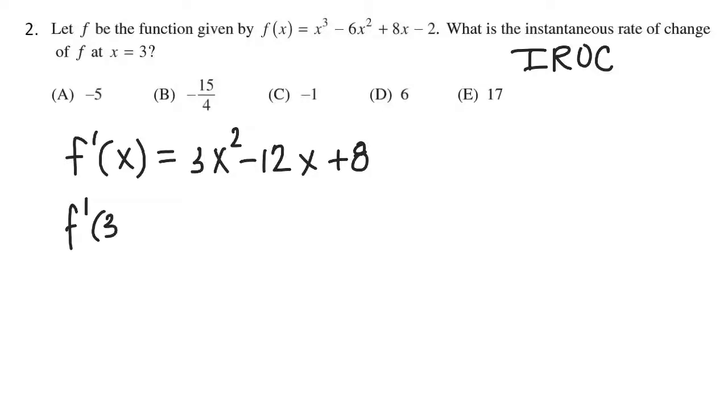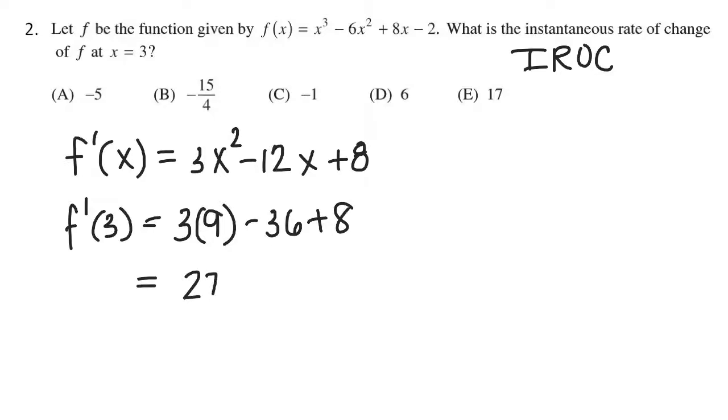And then we need to find this derivative value at 3. So we're going to plug in 3 and see what we get. So we get 3 times 3 squared minus 12 times 3 plus 8. And so let's see, that's going to be 27 minus 36. So that's going to be what, -9 plus 8. So it looks like we get -1. So the right answer should be C.